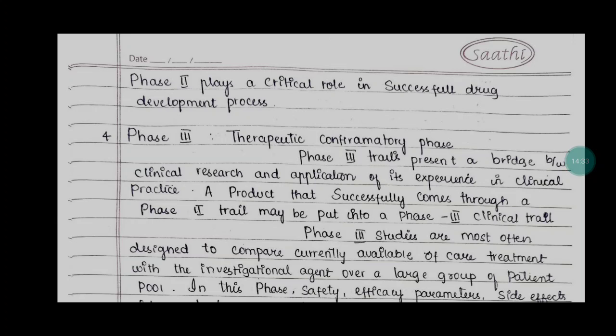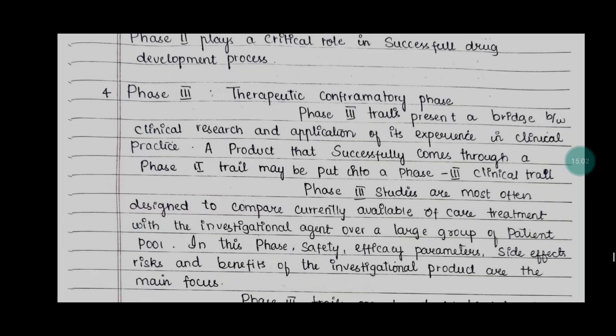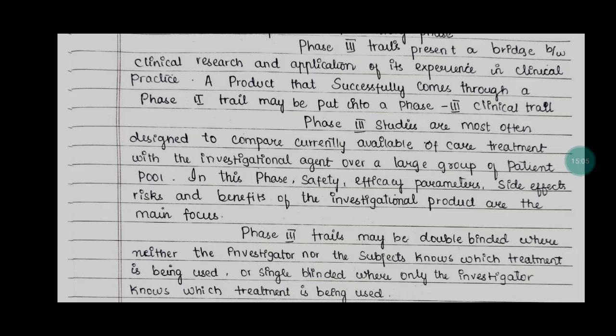And number 4, that is phase 3, the therapeutic confirmatory phase, where phase 3 trials are present as a bridge between clinical research and the application of its experience in clinical practice. A product that successfully comes through a phase 2 trial may be put into a phase 3 clinical trial. Phase 3 studies are most often designed to compare the currently available standard treatment with the investigational agent over a large group of patients.